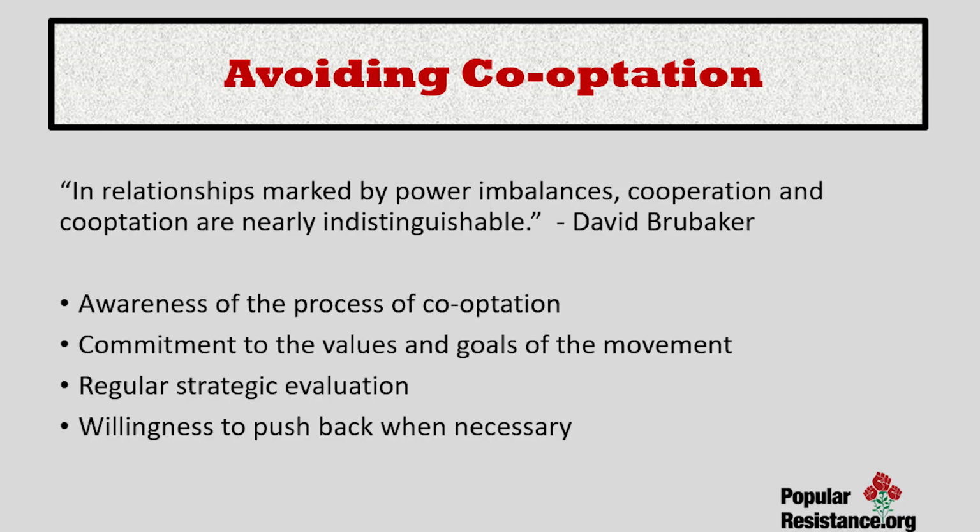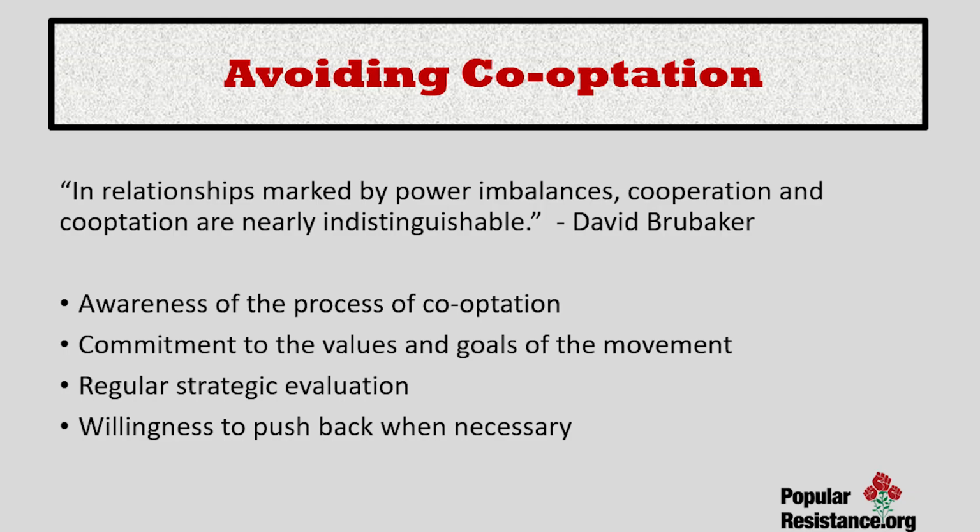Right. So how do we avoid co-optation? This is a quote by a community mediator named David Brubaker, and he says, in relationships marked by power imbalances, cooperation and co-optation are nearly indistinguishable. I think the way that I would look at this is that when you have a situation where there's an imbalance of power, you can't have cooperation. Cooperation doesn't occur when there's a difference in power, because you're serving the power holders. You're being co-opted. I don't know, maybe you disagree that maybe it's not that pure. I don't think it's that pure, but I can see that it would be a good broad definition.